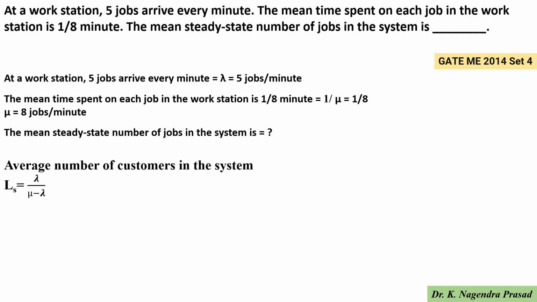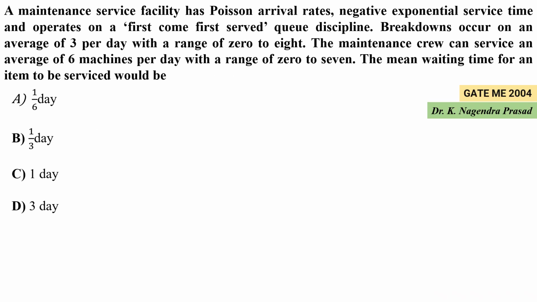So LS, we know, is the average number of customers in the system. LS equals lambda divided by mu minus lambda. Then it is 1.67. So the answer is 1.67. Let's see the next question.